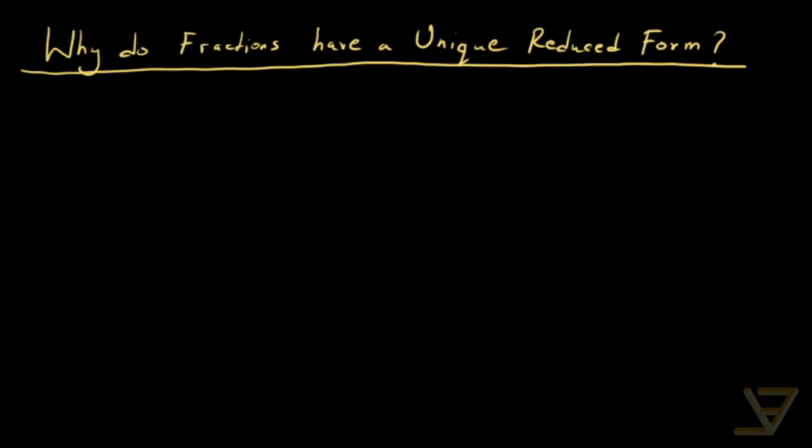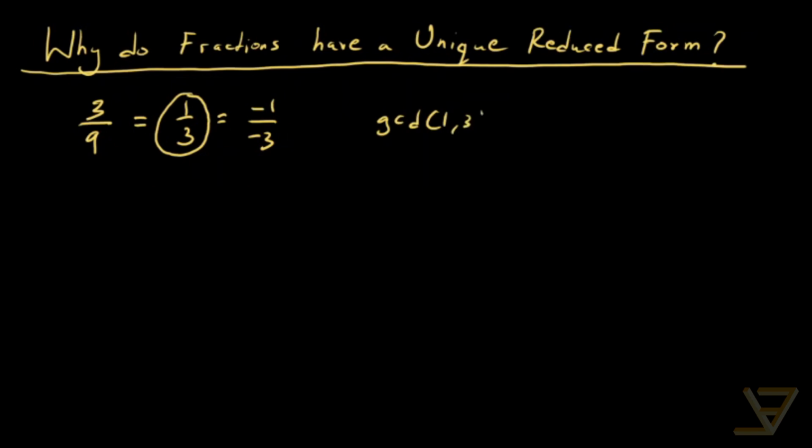Hi everyone, let's talk about why fractions have a unique reduced form. Let's say we're looking at the fraction 3 over 9. We know that we can reduce it to 1 over 3, and this is also something that can be written as negative 1 over negative 3. So we call this one the unique reduced form because the GCD of 1 and 3 is equal to 1 and 3 is positive.